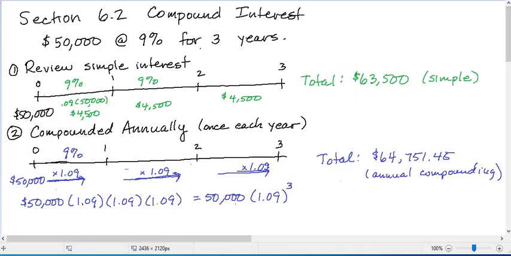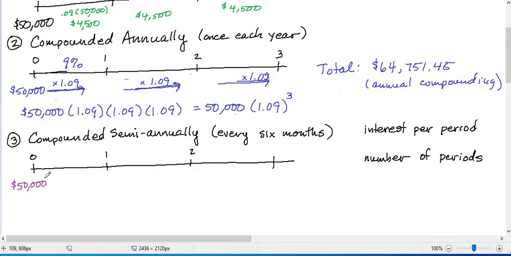So from this, we learned that compounding is good. So I'm going to compound more often. I'm going to take the same $50,000 investment and the same 9% per year, but now I'm going to compound semi-annually, so every 6 months. So I'm not going to push the money clear till the end of the year. I'm going to stop after 6 months and figure out my interest, and then I'll move it forward for another 6 months.